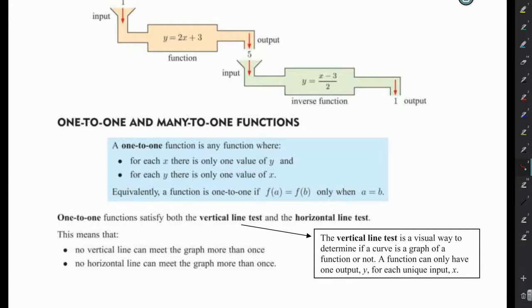You probably remember from your Algebra 2 days the vertical line test. That's a visual way to determine if a curve or graph is a function or not. Right? If we hit it in more than one place, then that graph is not a function.